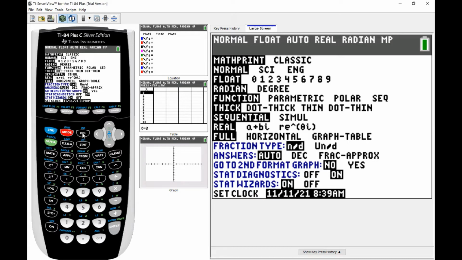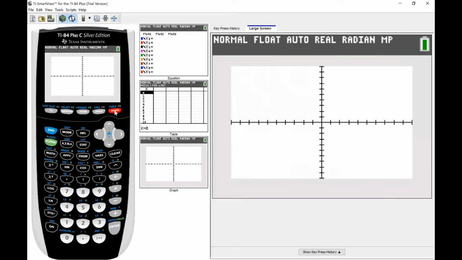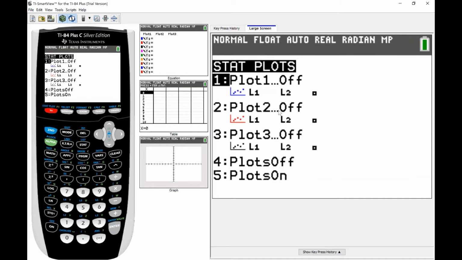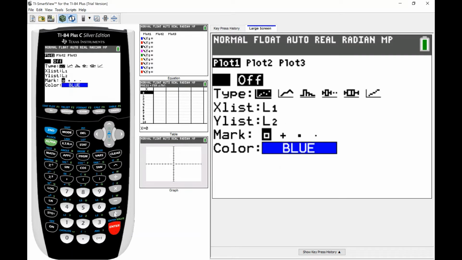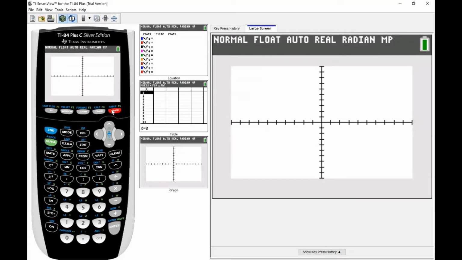But what I do want you to see is what this looks like on your screen. If you go to Graph, what do you see? You don't see anything. We have not turned our stat plots on. So go to Second, Y equals. We want to turn our plots on so that it will plot this data set on our graph. So press Enter and make sure On is highlighted. Press Enter again. And now you can go to Graph. Still see nothing.